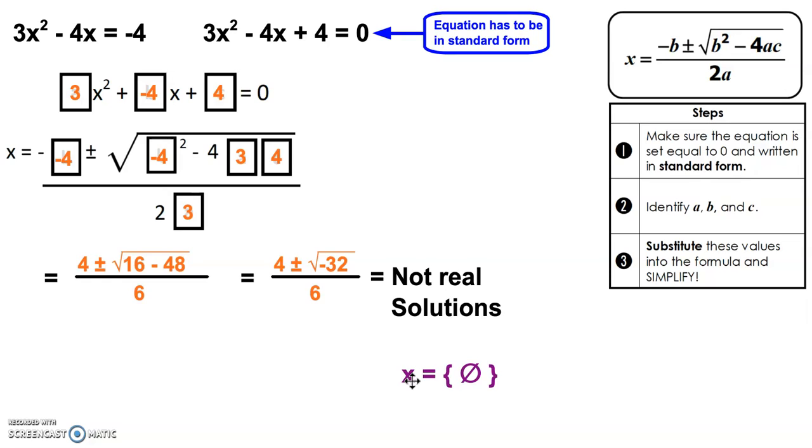If you were to look at this on the graph, you would see that this one doesn't touch the x-axis. Think about when we looked at the discriminant. Remember, the discriminant was b squared minus 4ac, and that determined how many solutions we were going to have. If that discriminant was negative, that meant that we weren't going to have any x-intercepts, that there were no real solutions.